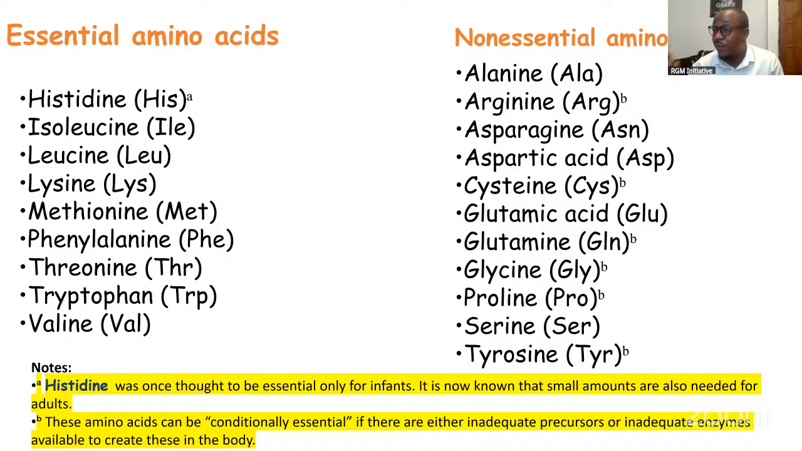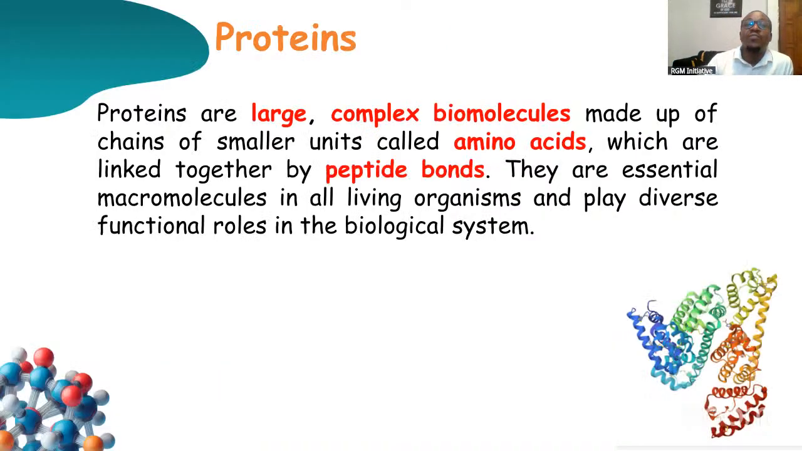If the enzyme is deficient, tyrosine cannot be produced, which will lead to accumulation of phenylketones in the system. So proline, glycine, glutamine, even cysteine and arginine can be conditionally essential in some cases. So now let's look at proteins.